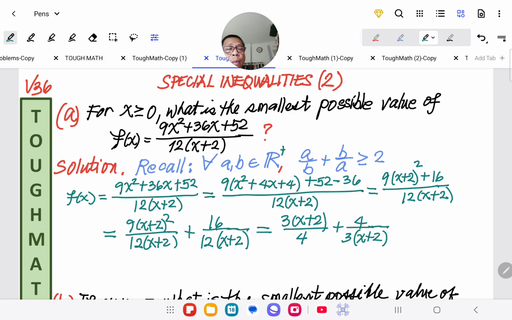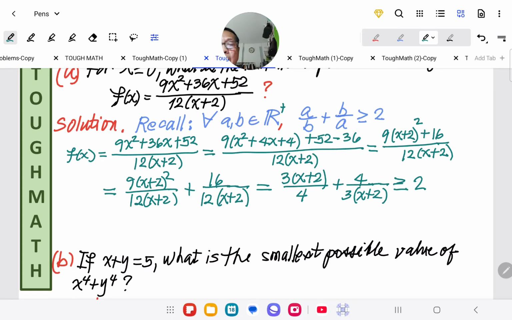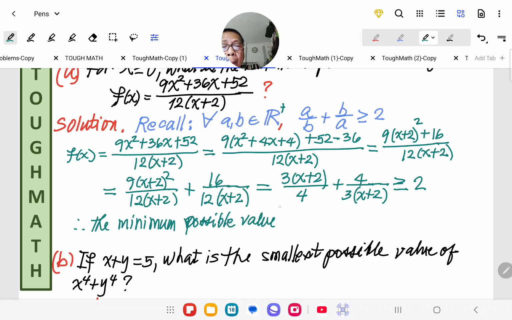Okay, so notice that the form is similar to that result that says that the sum of a over b plus b over a is at least 2. Because x is positive here, the numerator and the denominator are positive. So this also is at least 2. Therefore, that is the smallest possible value. Therefore, the minimum possible value of f is 2.